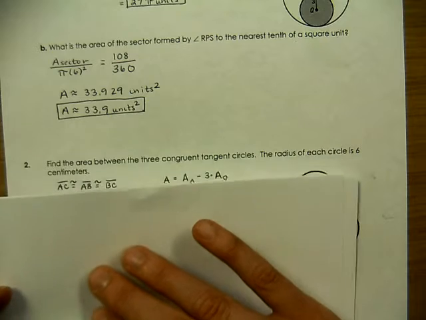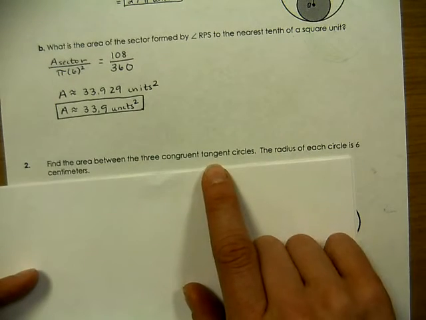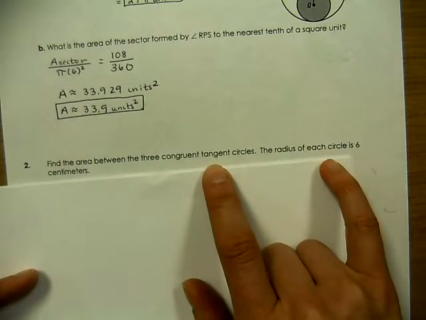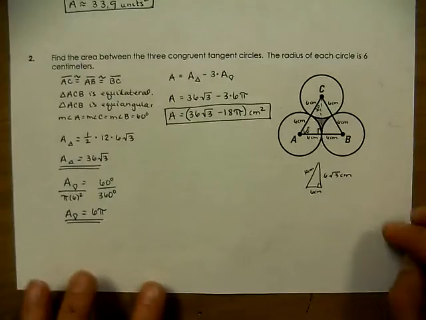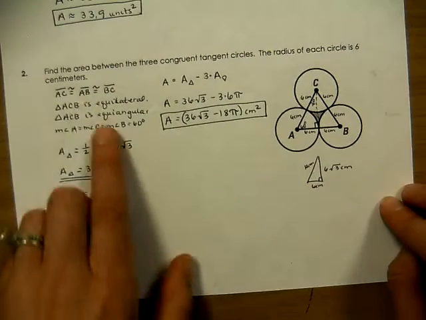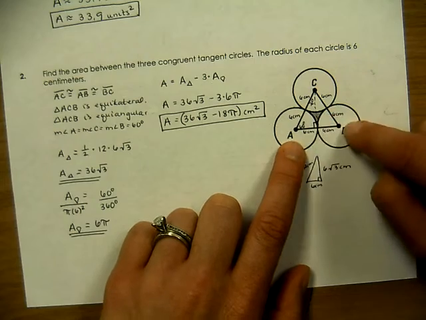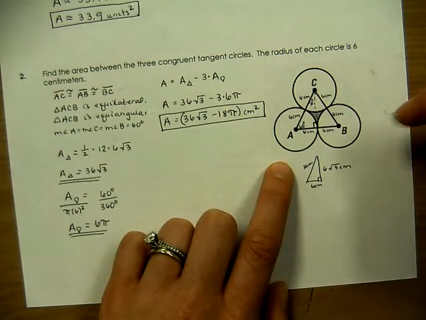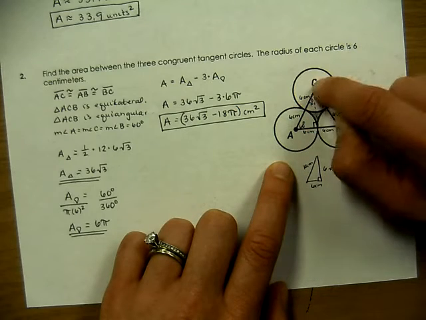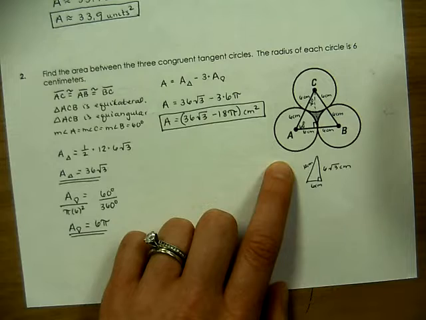The next one says find the area between the 3 congruent tangent circles. So tangent, meaning they're just touching. And the radius of each circle is 6 centimeters. So I'm going to show you all of this work at once and explain my rationale. When I look at this, I know that segments AC, AB, and BC are all congruent, because if all the circles are congruent, the radii must be congruent. So each radius is 6, which makes the whole segment 12 centimeters long.